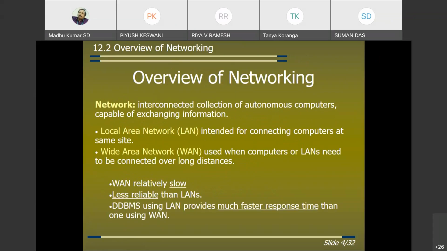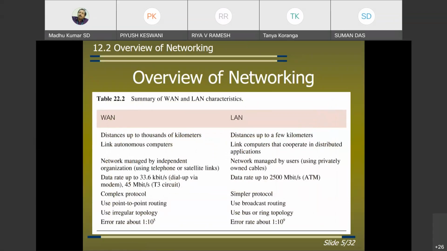Now we have some quick revision. What is a network? An interconnected collection of autonomous computers capable of exchanging information. We know what a LAN is and what a WAN, wide area network, is. When computers or LANs need to be connected over a long distance, we call it a WAN. Wide area networks are slow and not as reliable as local area networks. A DDBMS using a LAN provides much faster response time than one using a wide area network. So wide area networks are traditionally slower than local area networks.